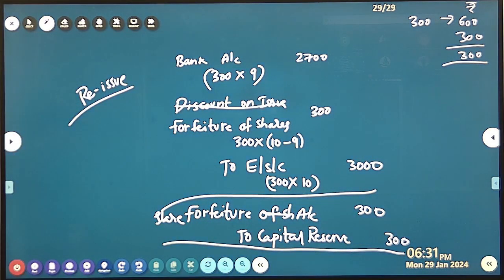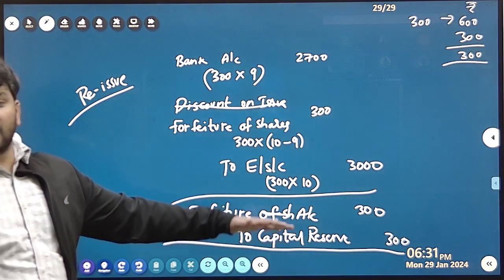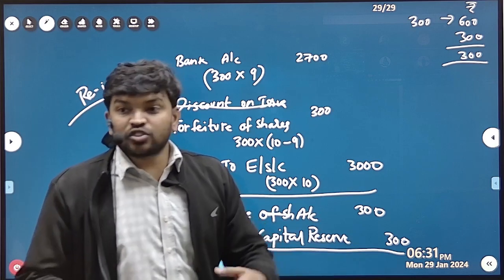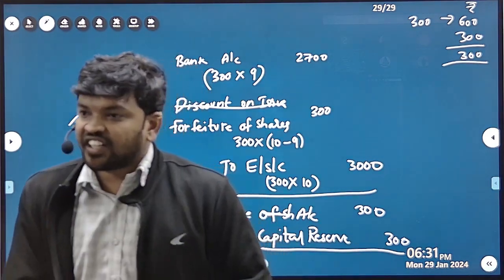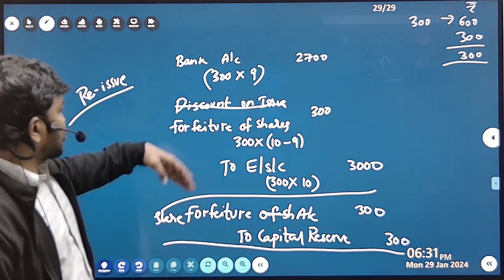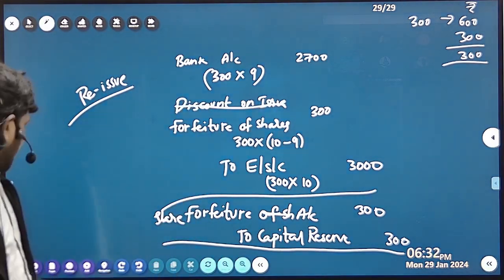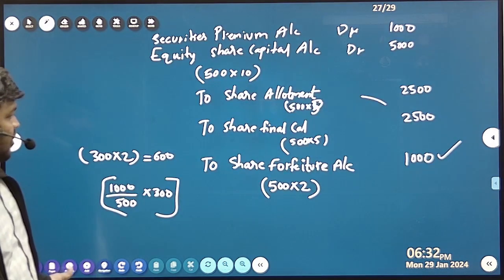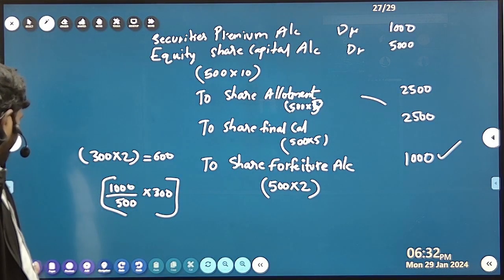These are the entries. Sir, why have you transferred only the corresponding profit of 300 shares to capital reserve? Because the rest of the 200 shares I did not reissue. So the rest of the amount will lie in the share forfeiture account only. What was the total forfeiture amount here? 1000 rupees. Credit 1000.